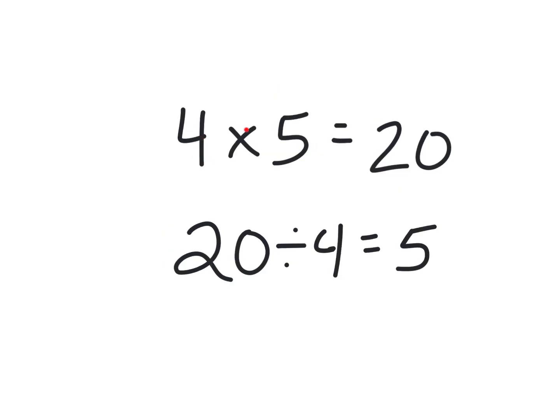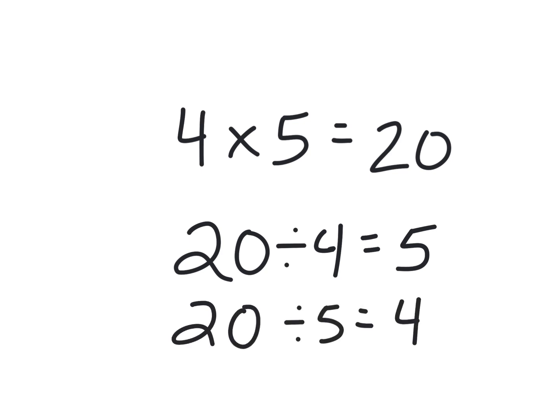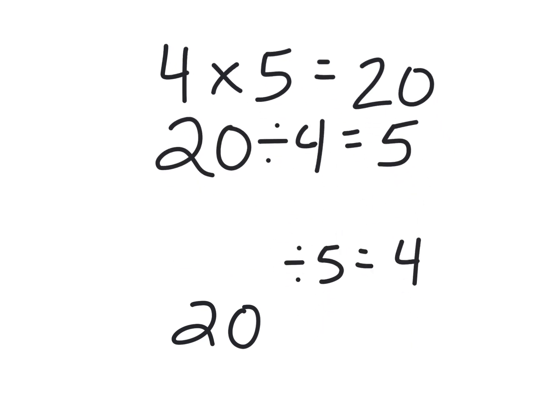Just like if you know 4 times 5 is 20, then you know 20 divided by 4 is 5. You also know 20 divided by 5 is 4. So you can rearrange this fact family. The one thing you can't do is put the 4 or 5 first. So let me show you what I mean by that.